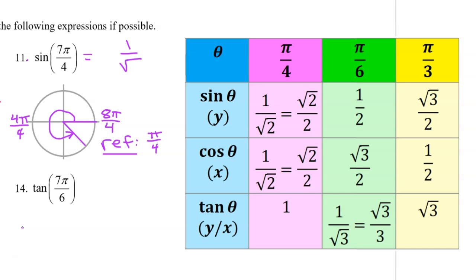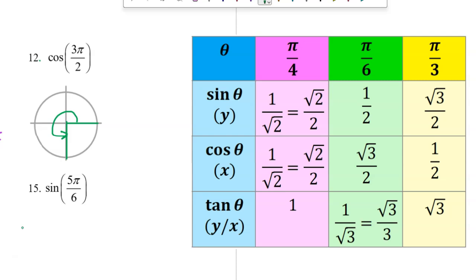So since the sine of pi over 4 is 1 over radical 2, the answer will either be 1 over radical 2 or negative 1 over radical 2. On the unit circle, sine is the y value, and in the fourth quadrant, y values are negative. We're below the x-axis. So the answer will be negative 1 over radical 2.